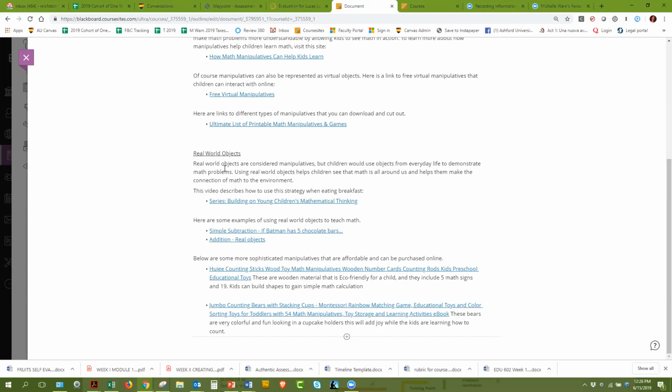And then we go into real world objects, which are a form of manipulative, but they're things that kids are familiar with, like candy bars, silverware, glasses, table objects. And so we talk about real world objects, again, a little definition, and then how to use the strategy of using real world objects, and then some more examples of using real world objects in solving math problems. And then again, some more resources that the students can download and use and develop on their own as they're putting together their own math resources for teaching kids math.